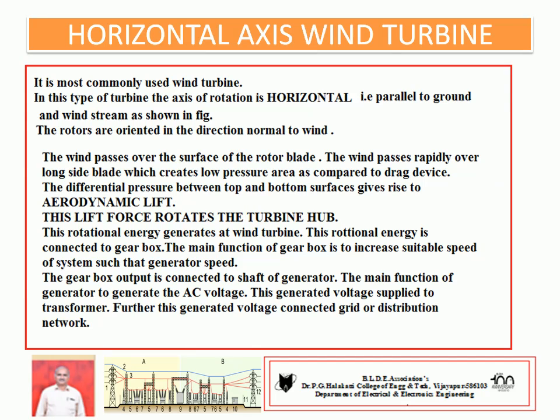Now you can see this is one of the commonly used turbines. In this type of turbine, the axis of rotation is horizontal, that is, parallel to the ground as shown in the figure. The rotors are arranged in the direction normal to the wind.